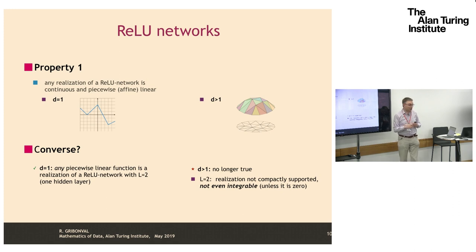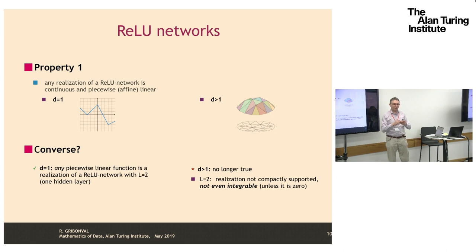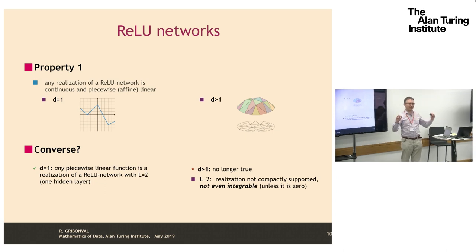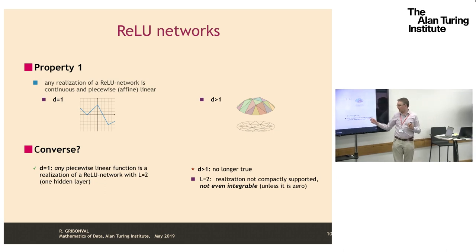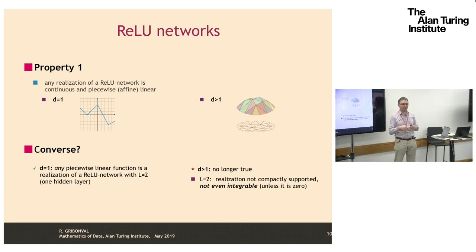In dimension two, it's no longer the case. If you only use one hidden layer, the functions that you can implement are not compactly supported, and they are not even integrable. So there's a restriction to what you can implement with one hidden layer. However, when you authorize two layers, you already have more. You can implement compactly supported functions.